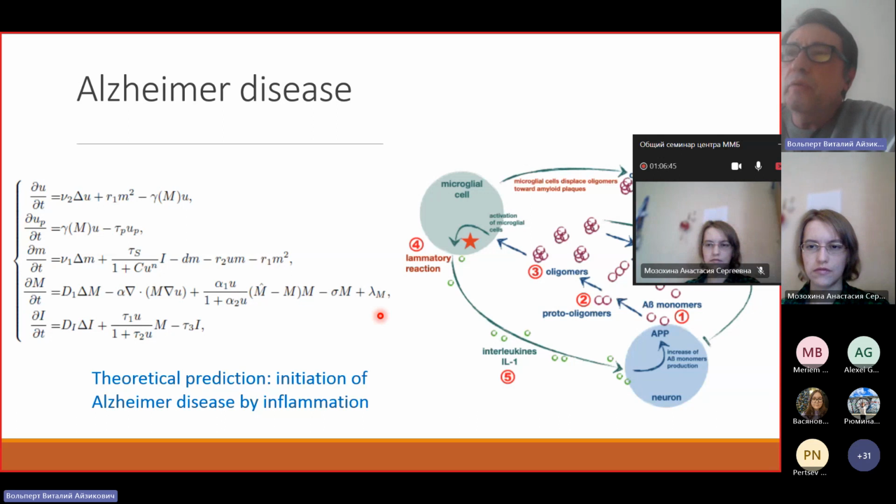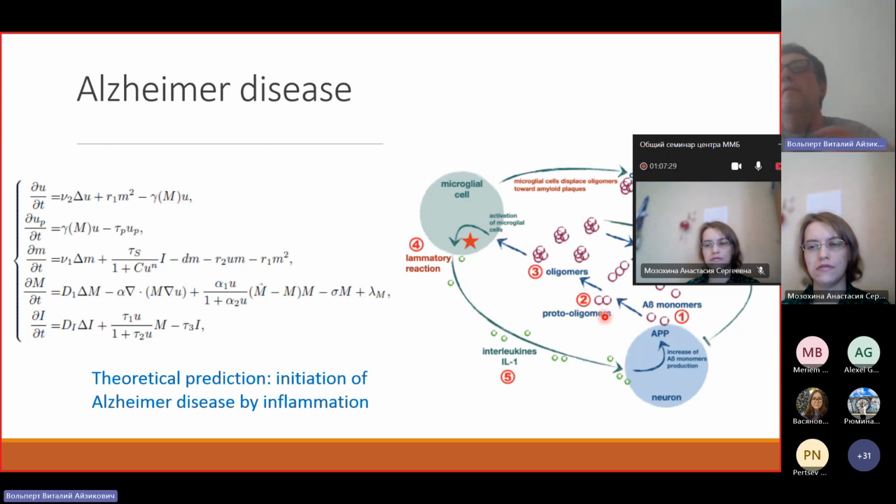When we studied that, we came to a very interesting hypothesis. In fact, our theoretical prediction is that inflammation can initiate Alzheimer's disease. What does initiate mean? For Alzheimer's disease, inflammation by itself is not sufficient. The main feature of Alzheimer's disease, as I mentioned, is the existence of these wrong amyloid beta monomers. Without that, Alzheimer's disease will not develop. But assuming that they are already present, then inflammation can just push them to the development of the disease.